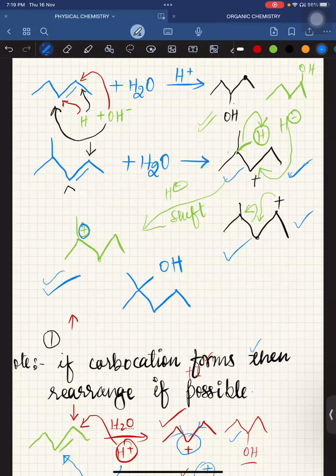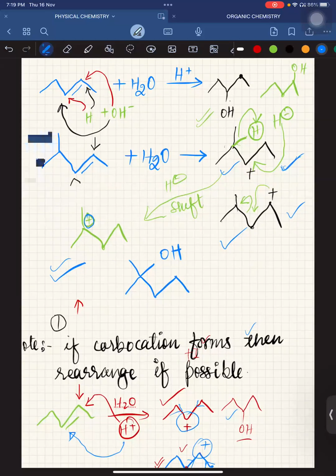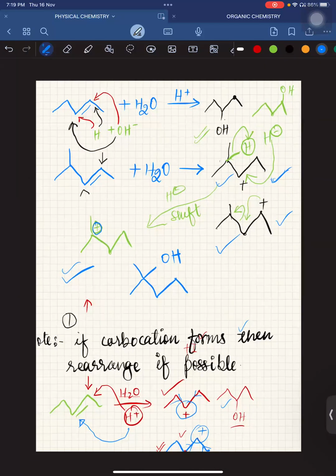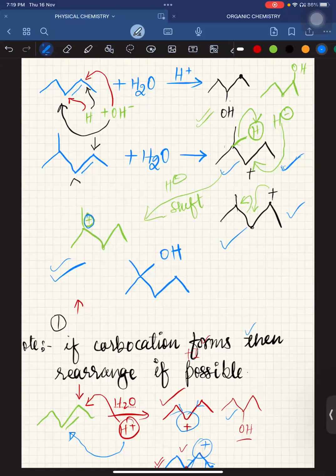What is this rearrangement? Basically, whenever you are having carbocation formation, you need to check the stability of the carbocation. And if you do some hydride shift or methyl shift and the carbocation becomes more stable, then you have to do it. Like this is 2 degree, this is also 2 degree. But if you move in this direction, it becomes 1 degree, less stable, so you cannot move. But if you move in this direction, 2 degree to 3 degree, this is more stable.